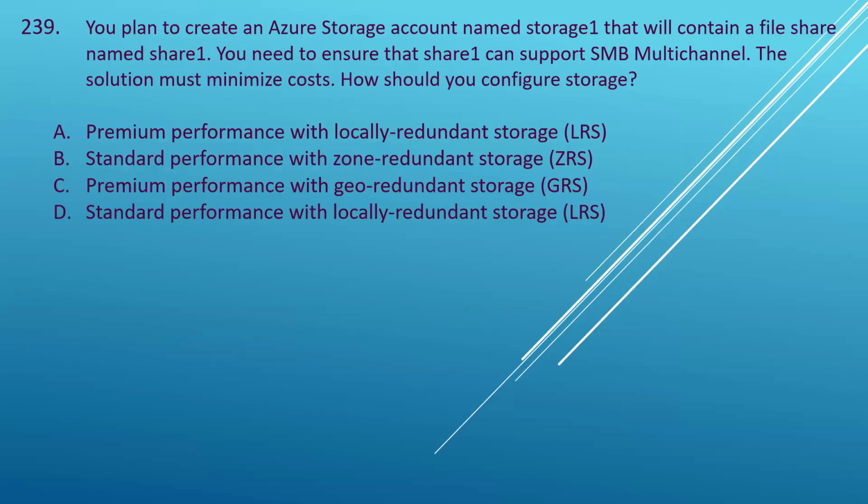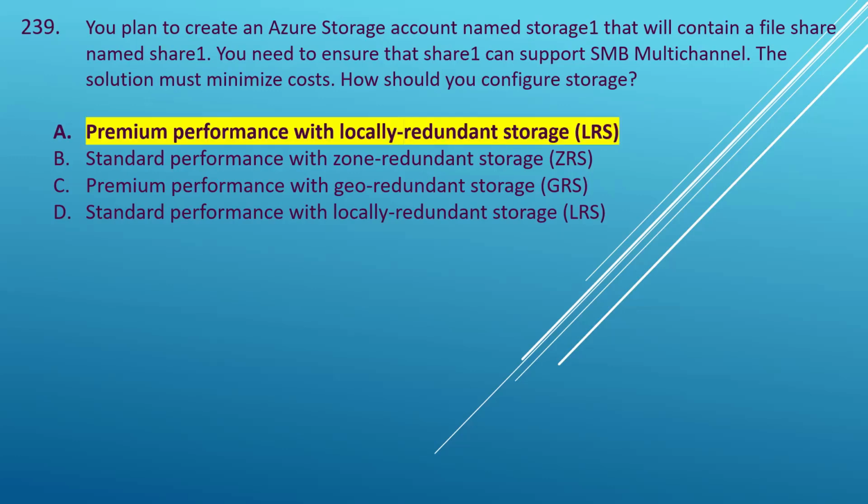Question number 239. You plan to create an Azure storage account named Storage1 that will contain a file share named Share1. You need to ensure that Share1 can support SMB Multichannel. The solution must minimize costs. How should you configure storage? And your options are premium performance with locally redundant storage, standard performance with zone redundant storage, premium performance with geo-redundant storage, standard performance with locally redundant storage. And folks, the correct answer here is option A, premium performance with locally redundant storage.